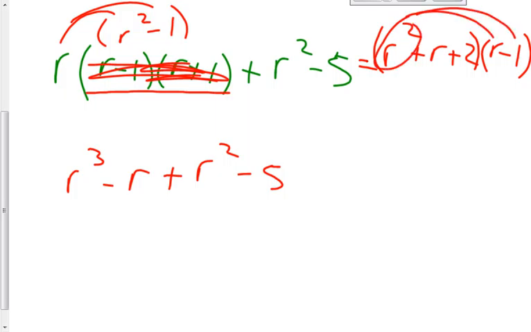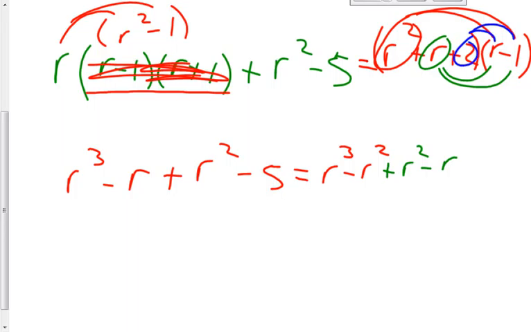So r squared times r is r cubed. R squared times a negative 1 is a negative r squared. And then I'm going to make sure that our middle term is multiplied by both of these two. So r times r is r squared, and r times a negative 1 is a negative r. And then I'm going to have this 2 multiplied by both r and minus 1. So a positive 2r and a negative 2. Whew! Okay, all our parentheses are gone.